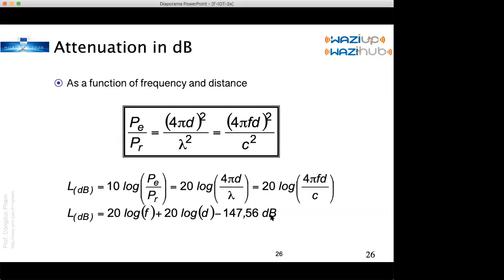So it's also very simple from this equation to compute the attenuation using a logarithmic scale, what we call the decibel, dB. So the advantage of using decibel is you can transform multiplication or division into addition. So this very simple formula can be expressed like this, 20 log of 4πd over lambda. And if you use the frequency version, then you have this version.